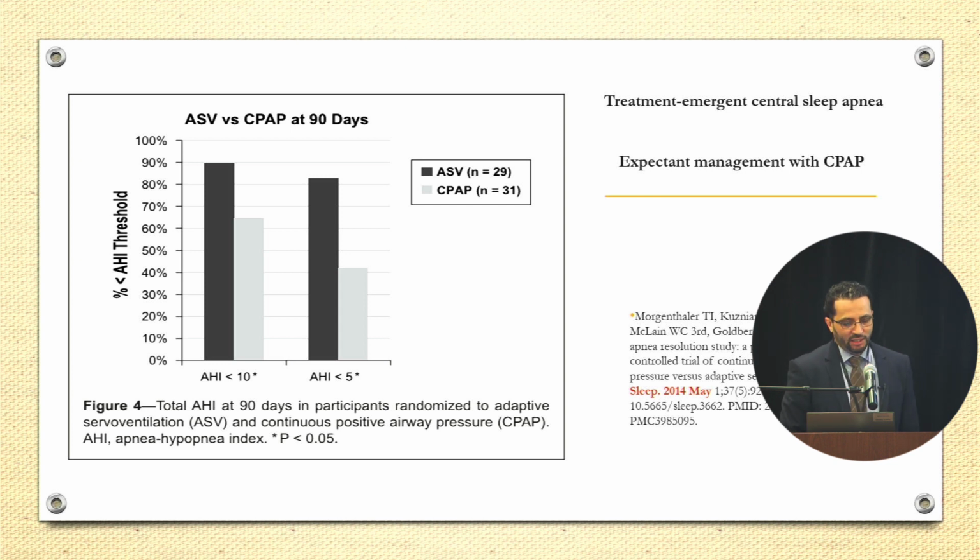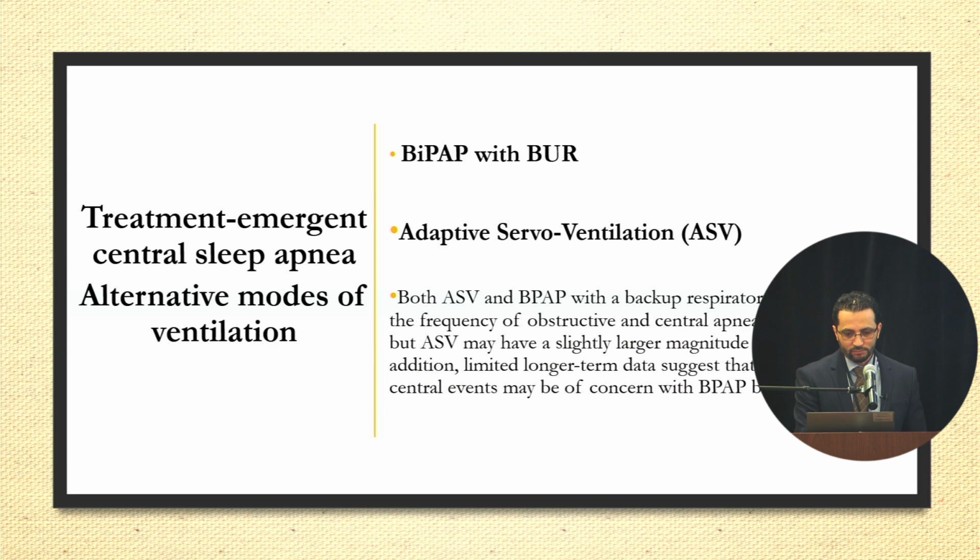With ASV, after 90 days, around 90% of patients were able to achieve an AHI of less than 10, and a little bit above 60% of patients who were on CPAP achieved an AHI of less than 5, which is a good number still. So ASV is better and more efficient, but waiting on CPAP can also be comparable in some patients.